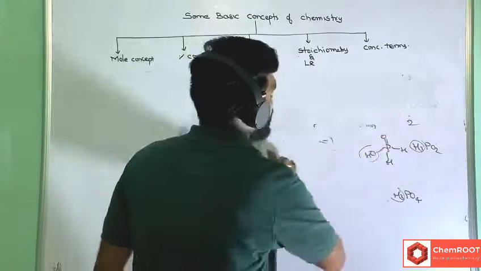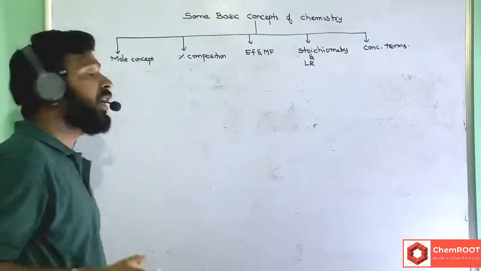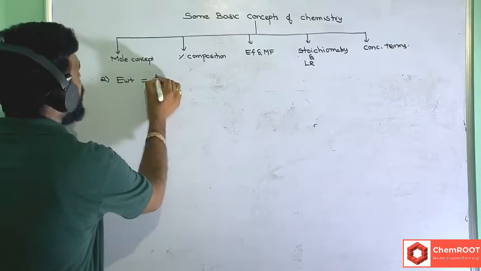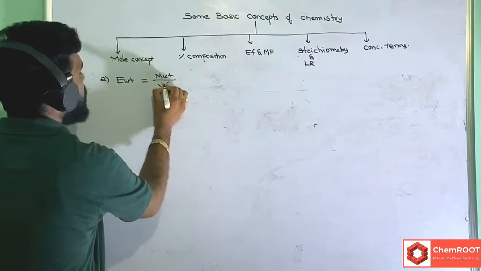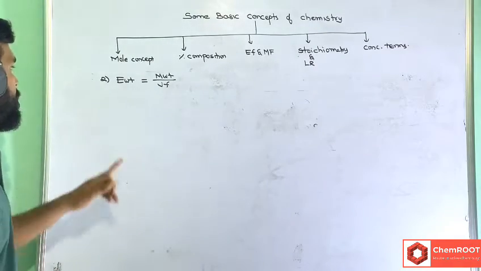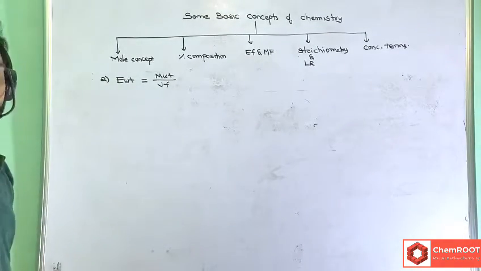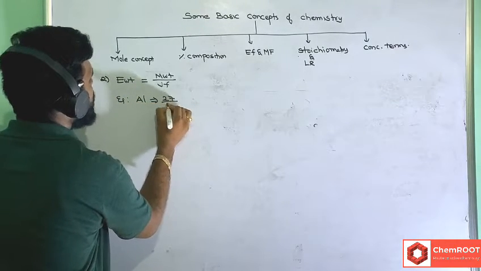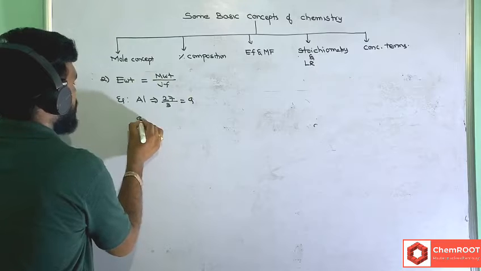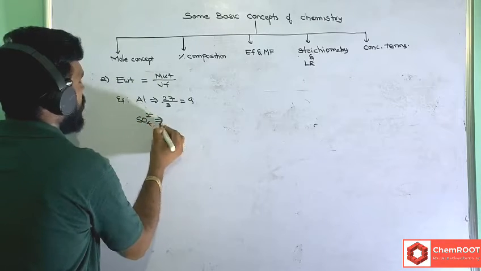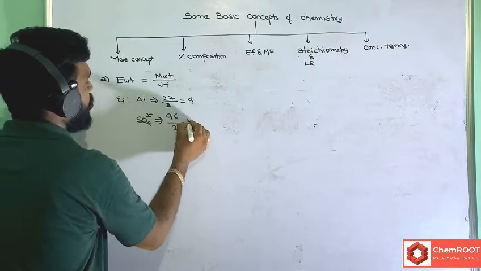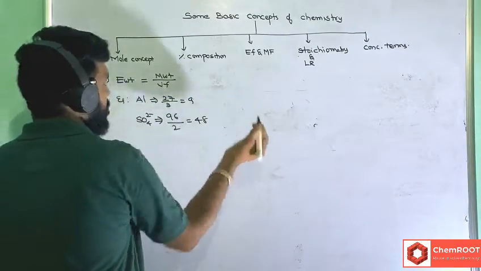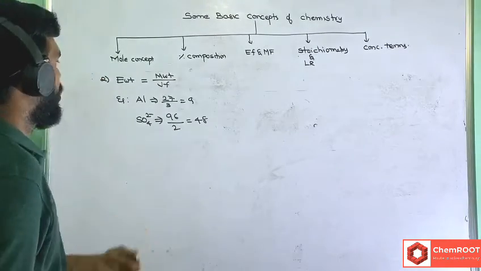So once we know the valency factor, we can find the equivalent weight. So equivalent weight is equal to molecular weight by valency factor. So if you know the valency factor, we can find the equivalent weight. For example, if you take aluminium, it is 27 by valency 3, so it is 9. If it is the sulfate ion, okay, 96 by charge 2, okay, 48. So like that we can find. Okay, HCl, H2SO4, like that we can find the equivalent weights.